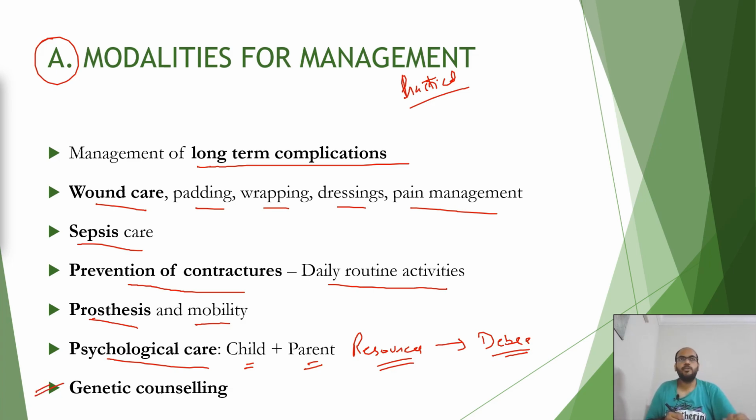Genetic counseling. Genetic counseling is mainly for future pregnancies, not the current pregnancy. So, if there's a possibility of knowing the genetic makeup of the next child, you might decide to either carry on with the pregnancy or maybe stop it in between. So these are the modalities for management, and let's discuss them in detail very quickly.